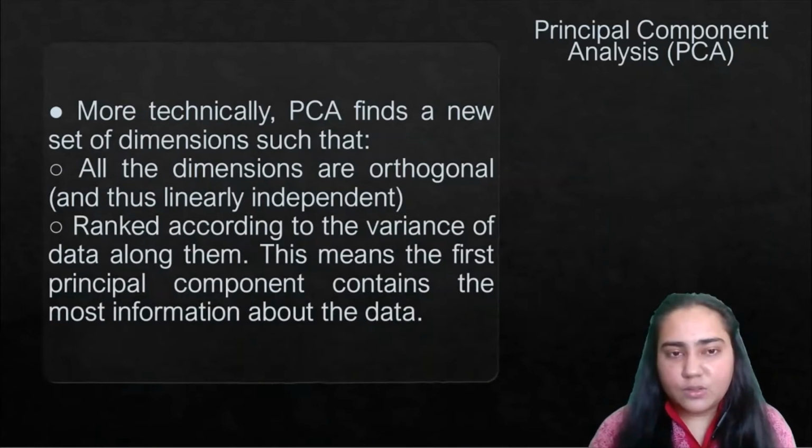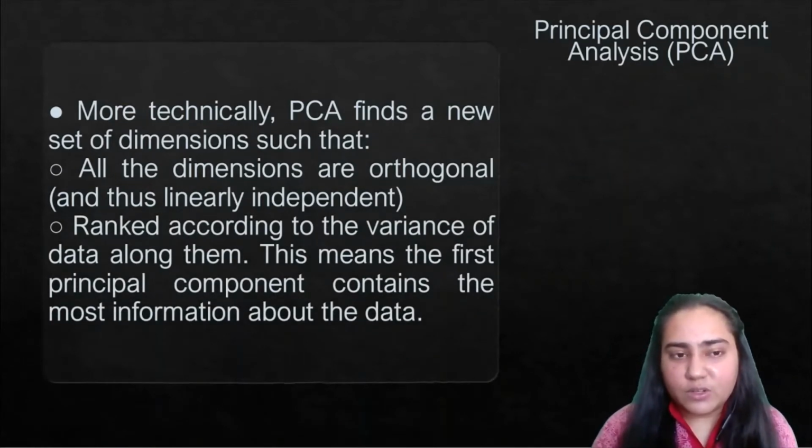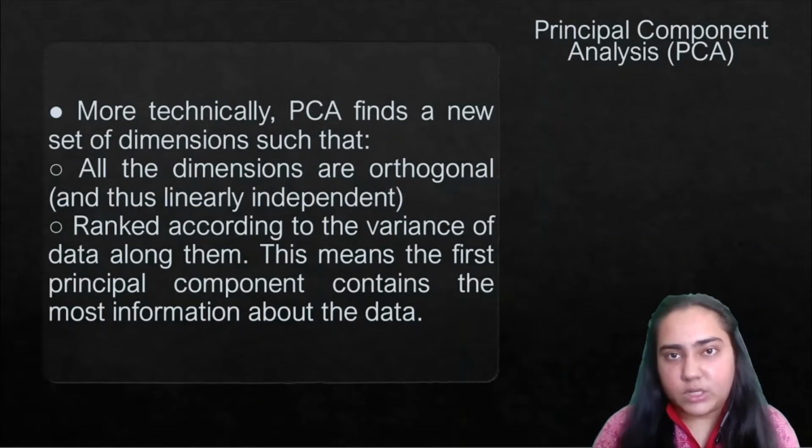PCA also finds these dimensions such that they are all ranked according to the variance of data along them. This means the first principal component contains the most information about the data. So if you have 10 dimensions, PCA is going to convert that into maybe 7. And out of those 7, the first one is going to be the one that has maximum information about your data. It impacts your data the most.